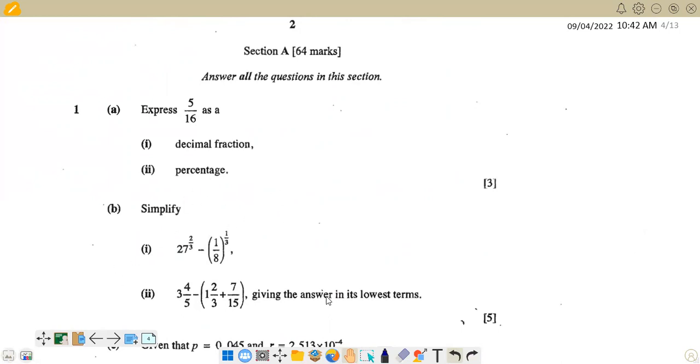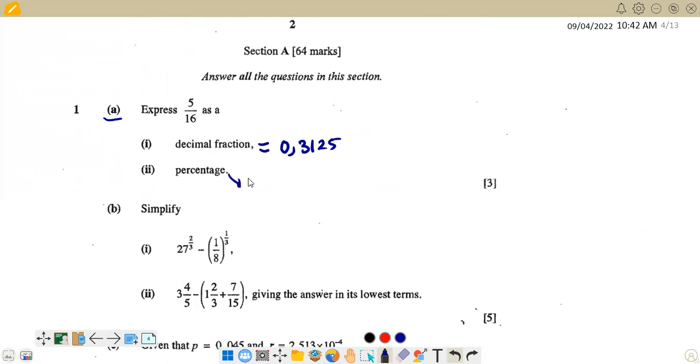Here we are, it's paper 2. You are asked on 1a, that is item 1, to express 5/16 as a decimal fraction, and the other one as a percentage. So this is paper 2, guys, there's nothing that you're going to waste your time on here. Just punch this on your calculator. You're going to obtain something like 0.3125.